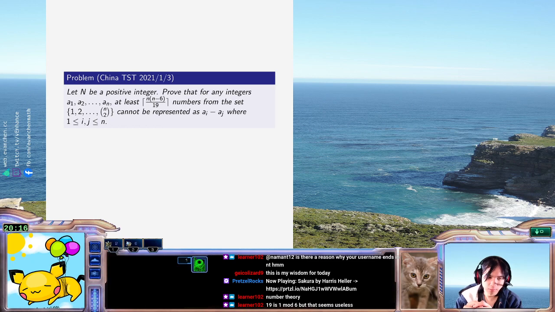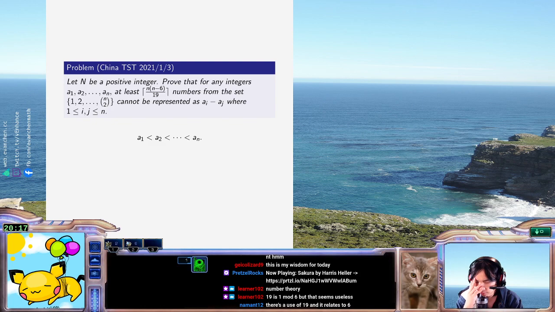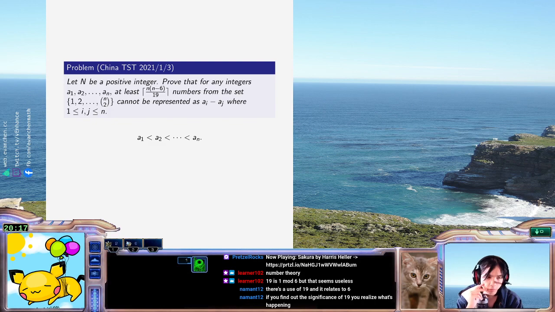Okay, so 19 is 1 mod 6. Yeah, I'm not sure that's it. I mean, let's sort the numbers, right? There is a use of 19. I wonder if you can... I don't even know if you can get that distribution of mod, if you take a mod of a thing.